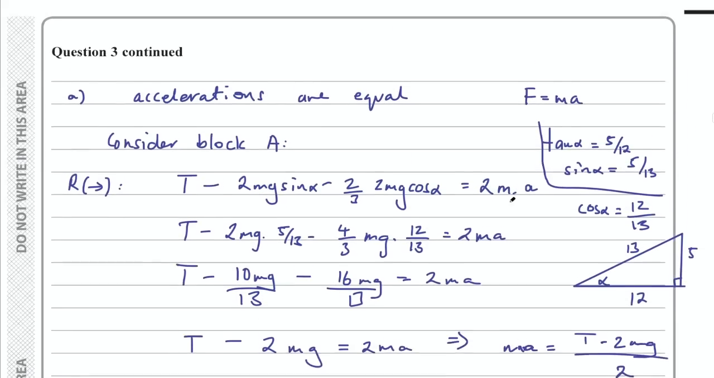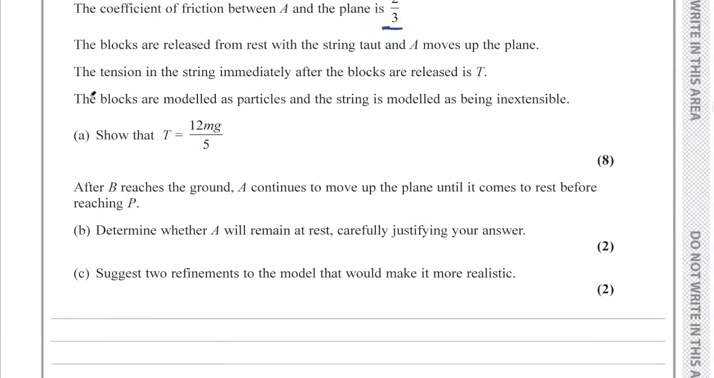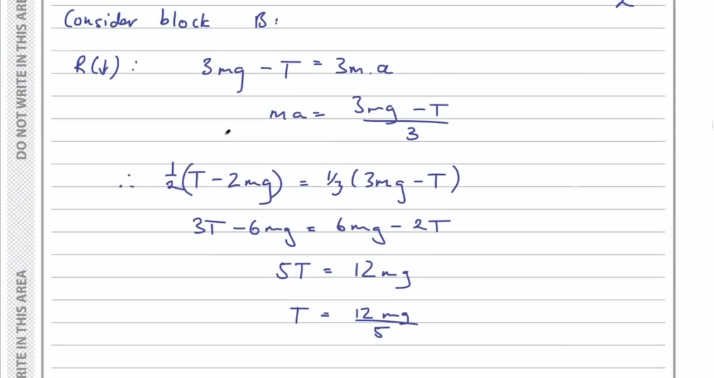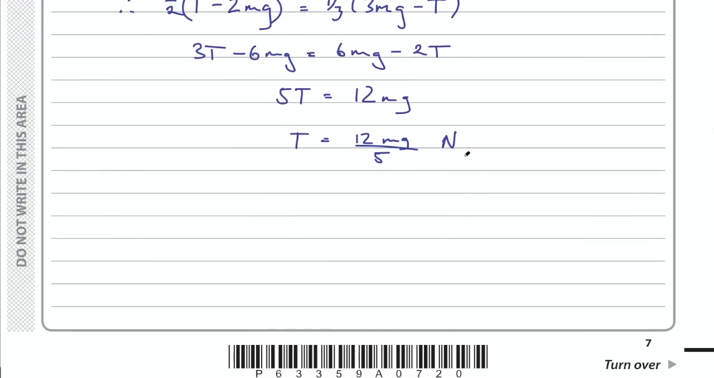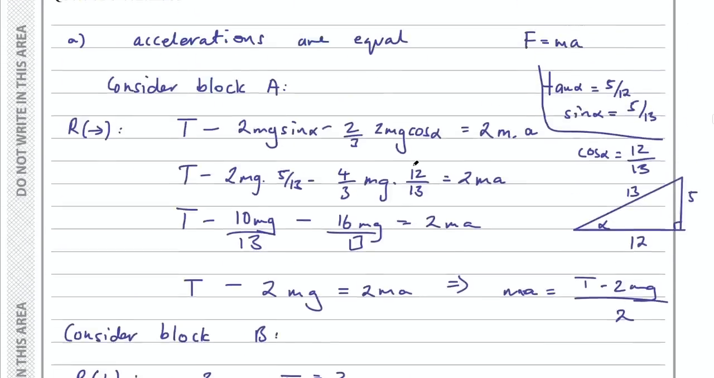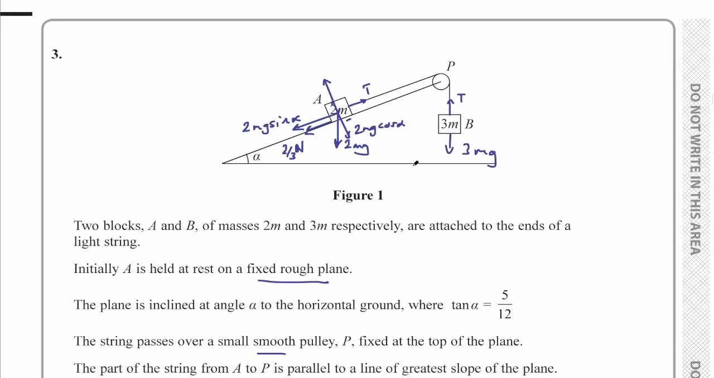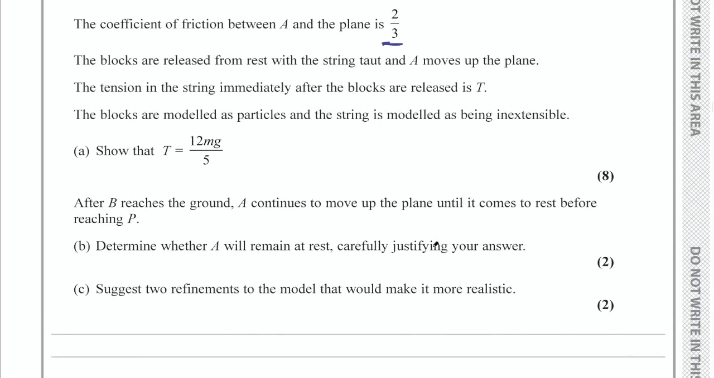And that is what I believe they wanted us to end up with. Show that T is equal to 12mg on 5, and I guess that's in newtons because we're talking about the tension force. Okay, that was part A, for 8 marks.